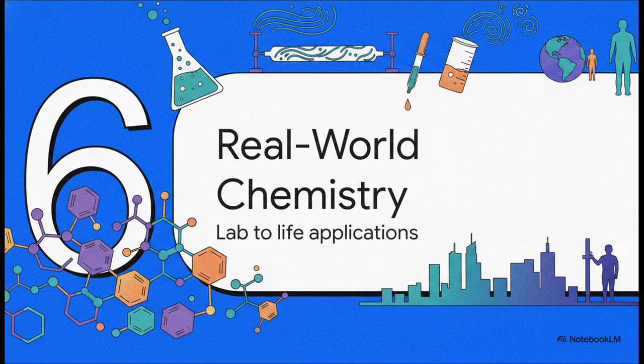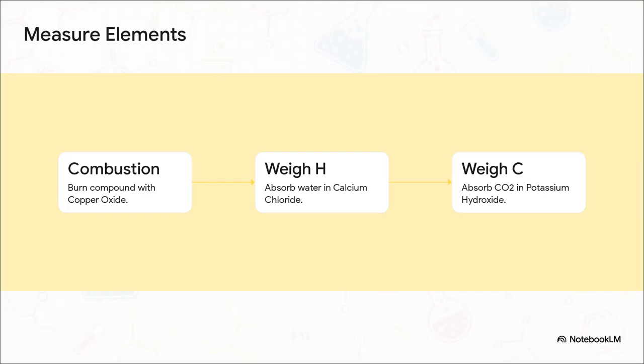Section 6, Real-World Organic Chemistry. Let's look at the big picture. So we understand the micro level, but how do scientists actually figure out what a molecule is made of in the lab? Before we can build, we use quantitative analysis to determine the exact mass percentage of the elements. To measure carbon and hydrogen, chemists use a purely genius combustion technique. Let's break down this easy 1, 2, 3 list.